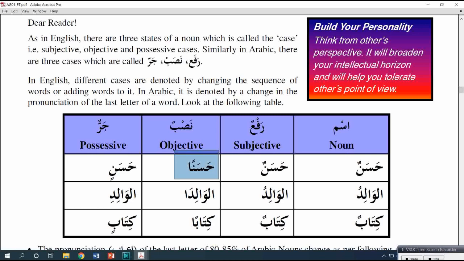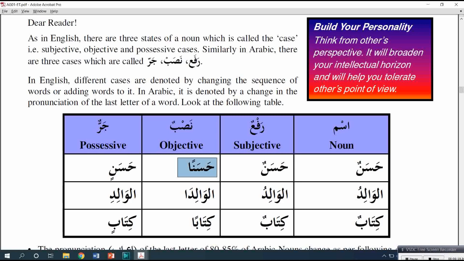Hasan means good, simple good. If possessive, it means some special good, which is Hasanin, very special. And if you are taking some action, a good action on it, then it becomes Hasanan. So this is the meaning of the subjective, objective, and possessive scenario.